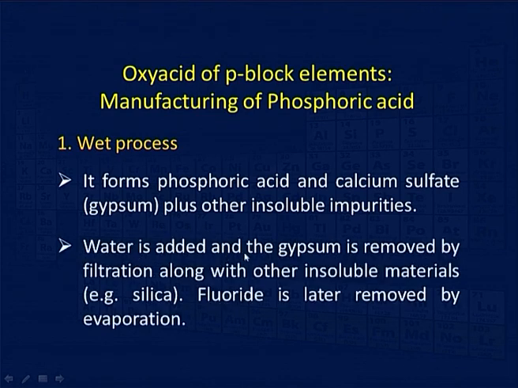The water is added and the gypsum is removed by filtration along with other insoluble material like silica. This is the way how it is being purified. Fluoride is later removed by evaporation process. So, a pure form of phosphoric acid can be obtained. So, it was the wet process. The another process of formation of phosphoric acid is thermal process.